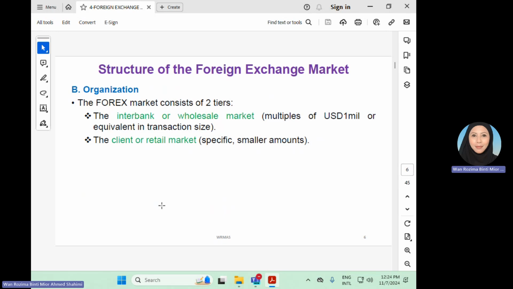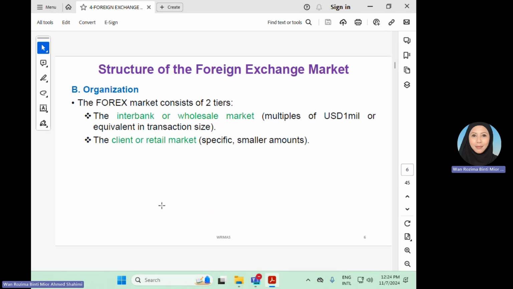Now, the forex market consists of 2 tiers. First, the interbank and wholesale markets, in multiples of USD 1 million or equivalent in transaction. This one is between banks, bank A and bank B. They do the transactions between them.